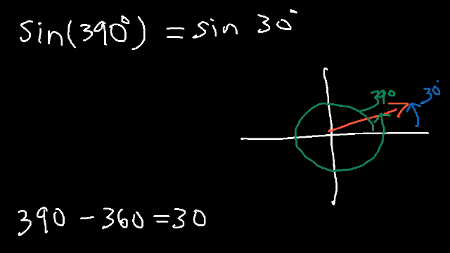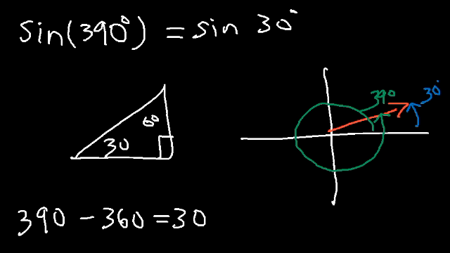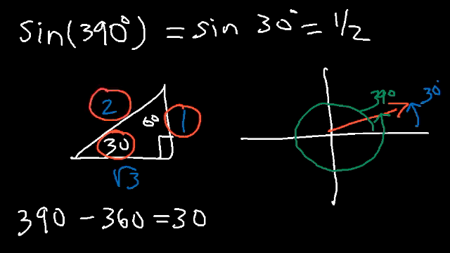So we know that sine 30, based on the 30, 60, 90 triangle, sine is opposite over hypotenuse. So relative to 30, it's opposite over hypotenuse, or 1 over 2. So since sine 30 is a half, sine 390 is also a half.